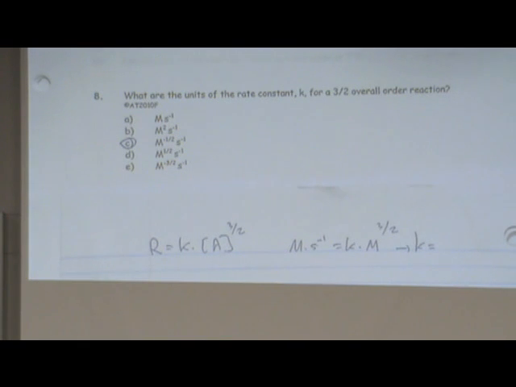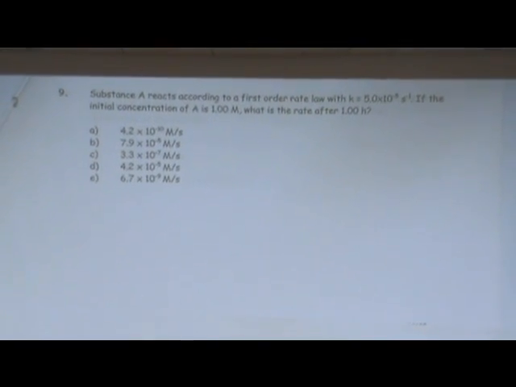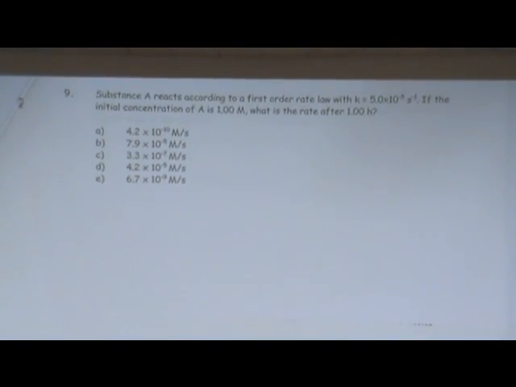Should we go to the next? Okay, so here we have substance A reacts according to the first rate law.